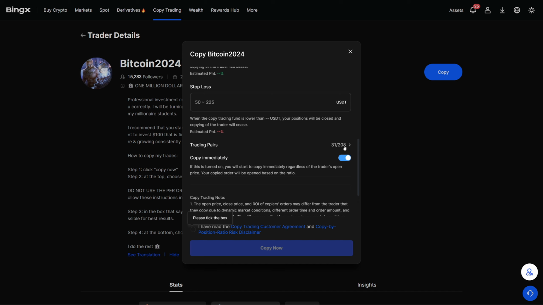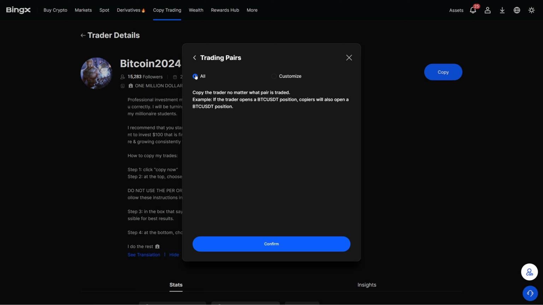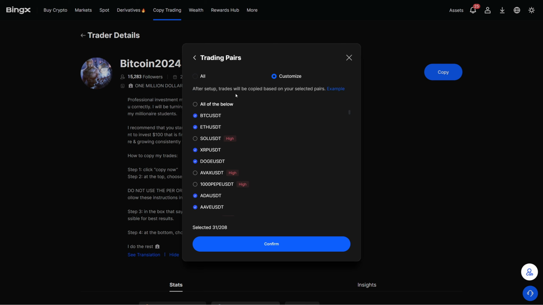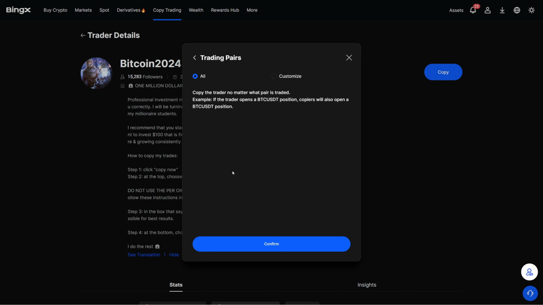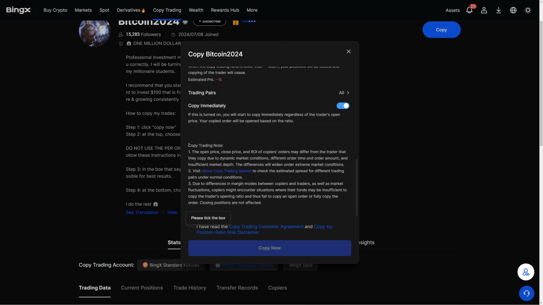Then we have a trading pairs option on the right side. You can click on this number. And now you can select that you want to copy all trading pairs, or maybe you want to customize it and only copy certain cryptocurrencies. For example, maybe you want to only copy Bitcoin trades, so you can use Bitcoin here. Maybe you don't want to copy Doge trades because you saw he's also trading a lot of Doge. Maybe you only want to trade Bitcoin. In this case, I will just go with all, so I want to copy all the trades this trader takes, no matter which coin it is. Confirm this, and then we are almost done.